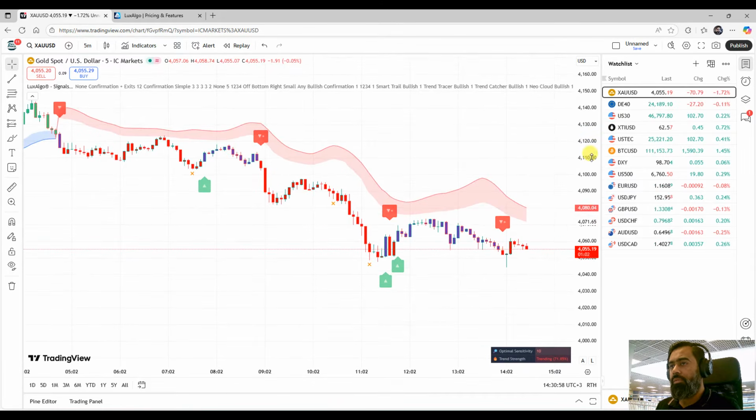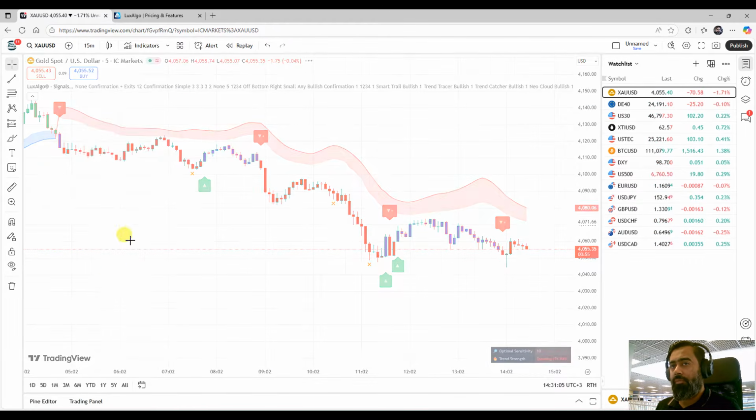What is happening on M5? Understood. So if on M5 I don't see a solid signal of buy, I will come back to M15 and see what's happening on M15.